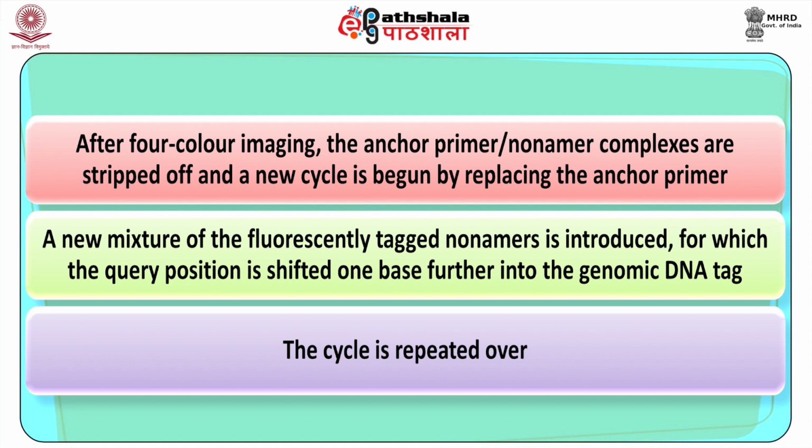After 4 color imaging, the anchor primer or monomer complexes are stripped off and a new cycle is begun by replacing the anchor primer. A new mixture of fluorescently tagged monomers is introduced, for which the query position is shifted one base further into the genomic DNA tag. The cycle is repeated over and over again.